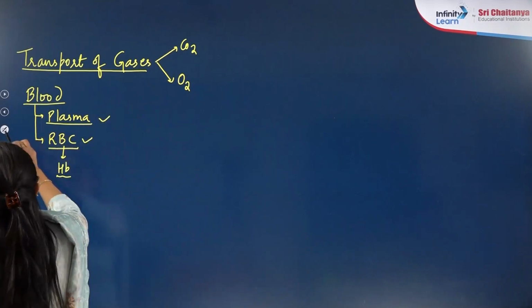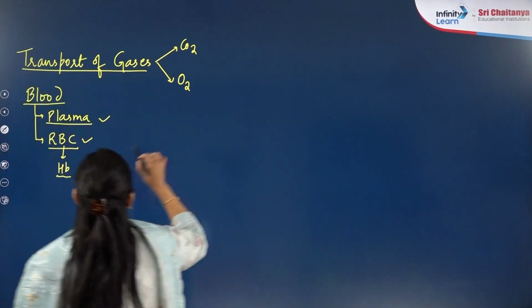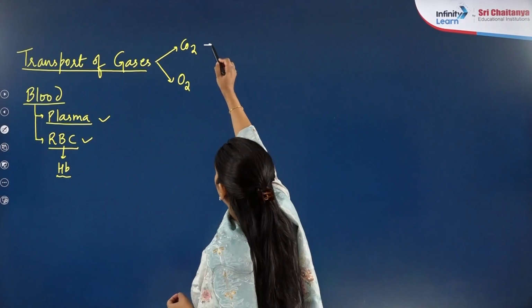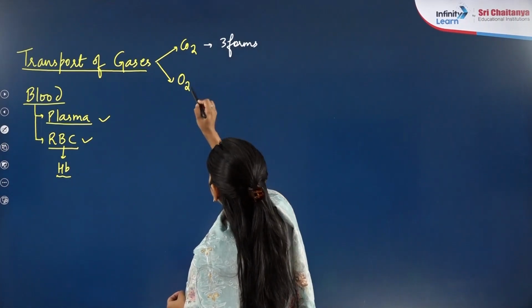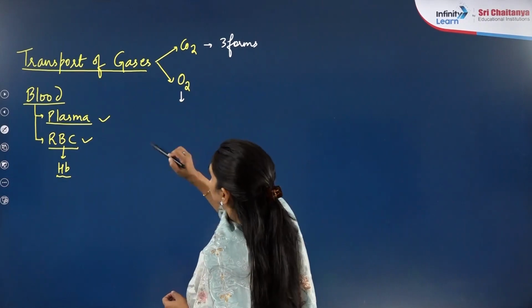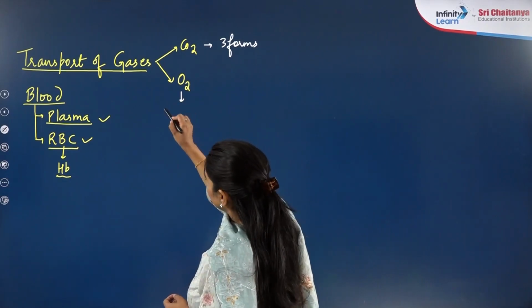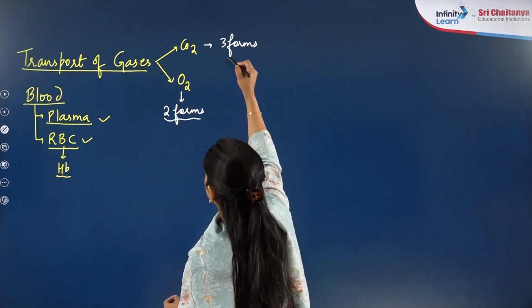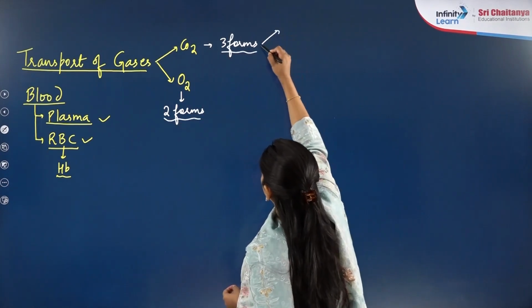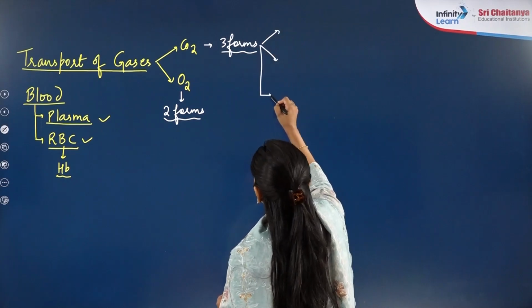Now transport of carbon dioxide occurs in three forms, whereas transport of oxygen occurs in two forms. So these are the basic differences. In what three forms? Let me tell you all the three forms.